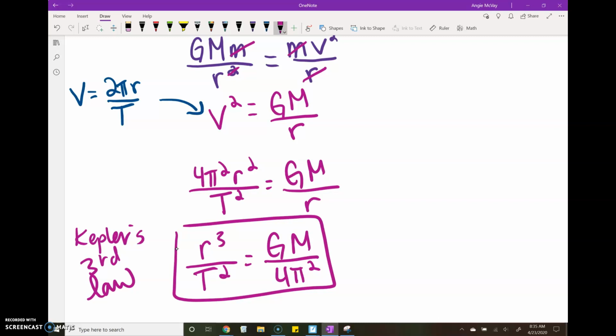The important thing, though, is if you notice, Newton's universal gravity constant is constant. Mass of the Earth, constant. This could be the mass of the Earth or the mass of the Sun, whatever your object is orbiting. 4 pi squared. This is constant. So what that means is this ratio of r cubed over T squared must also be constant.